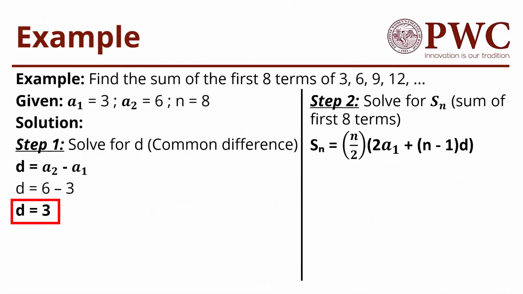S sub n is equal to n over 2 times the quantity of 2 times the first term a sub 1 plus the quantity n minus 1 times d, which is the common difference.